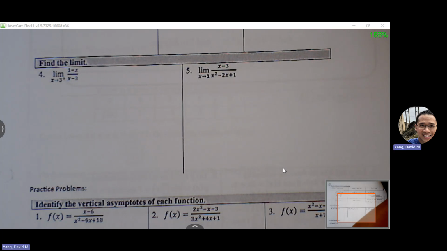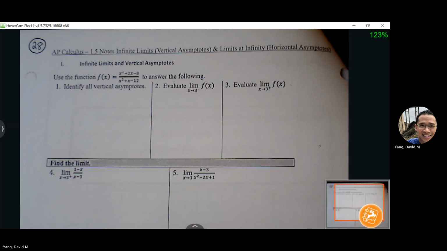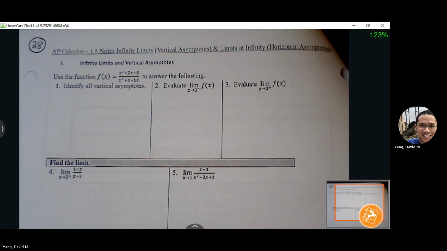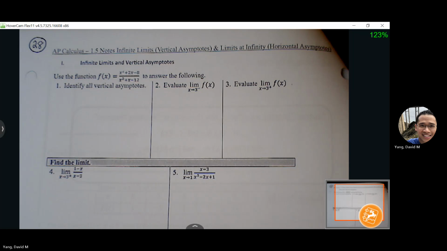All right, are we okay? Any questions? All right, page 28. Okay, let's move on to 1.5. Okay, does anybody still need this? Very good. All right.